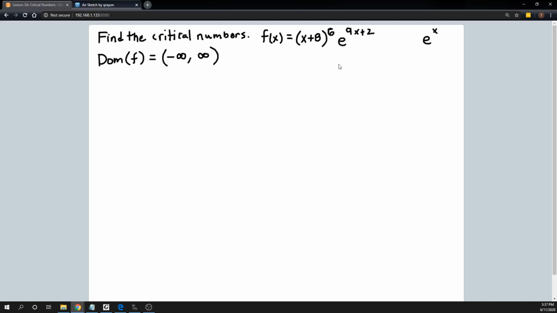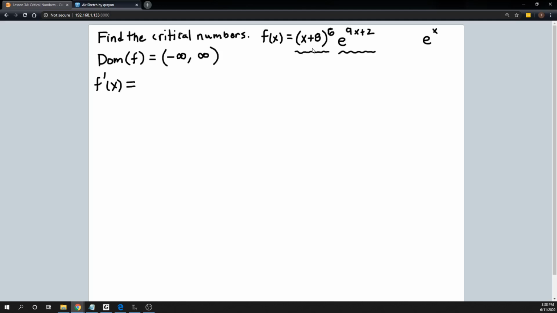Okay, so next up we have to take the derivative. All right, so looking at this function, we can see that it is made up of two parts. We have this (x plus 8) to the 6th power and this e to the (9x plus 2) being multiplied by each other. So this is a product rule problem primarily. So we're going to use the product rule to take the derivative.